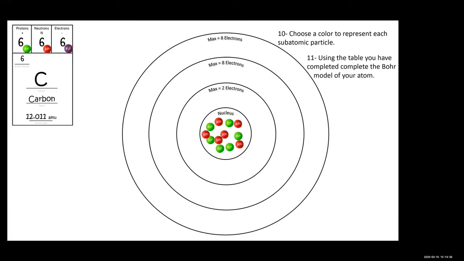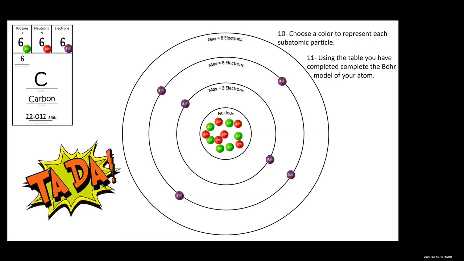Now we get to place our electrons. But if you look, you'll see that each of those circles, which represents an energy shell or energy level of the electrons, can only hold a maximum number. The first one can only hold 2, but the next level can hold 8. Well, we only need to place 6, right? We've started with 2, so we need to place 4 more in the next level. That gives us 6, and now our atom is complete. You did it. So, ta-da!